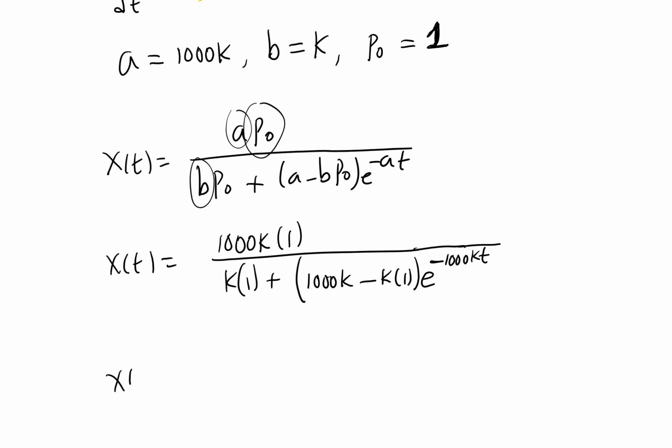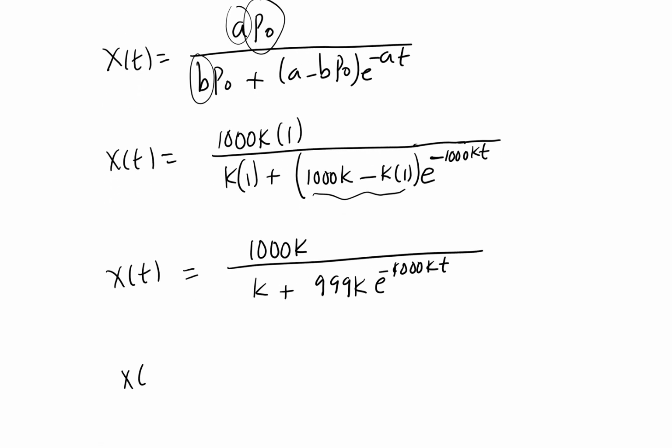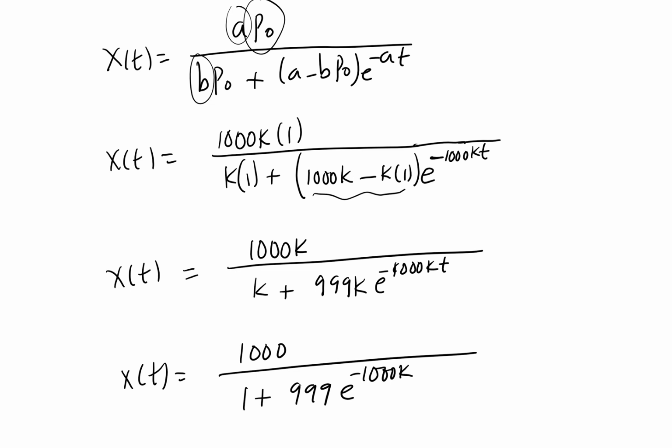We can simplify it first, write in a more simplified form. That's 1000k, that's a k. This is 1000 minus k, 999k. Keep this the same. We can divide by k, top and bottom, so we get 1000 divided by 1 plus 999 e negative 1000kt.